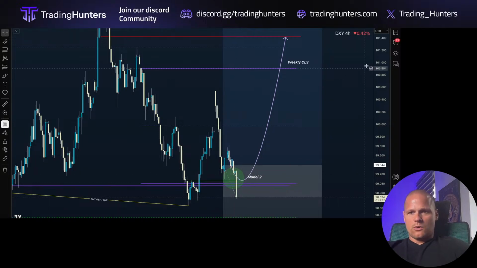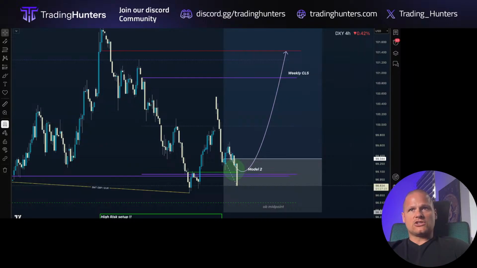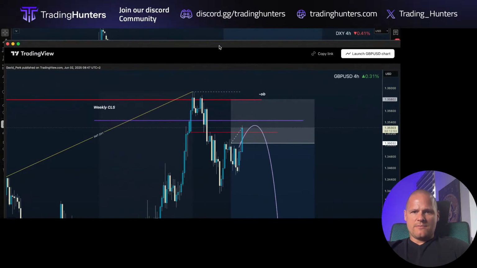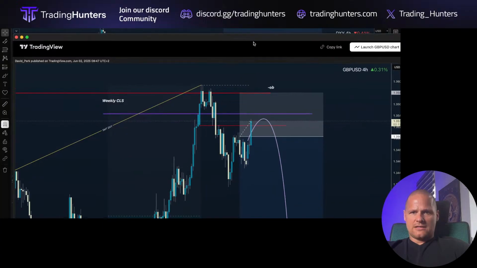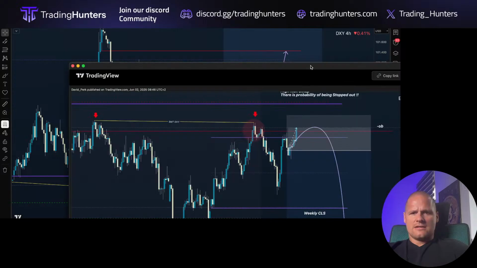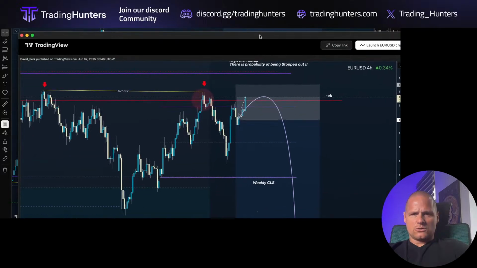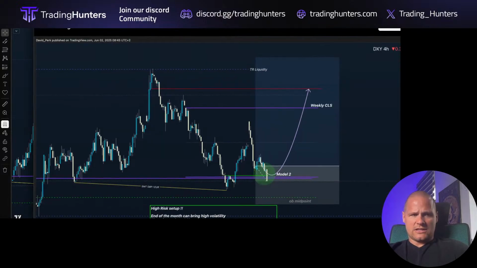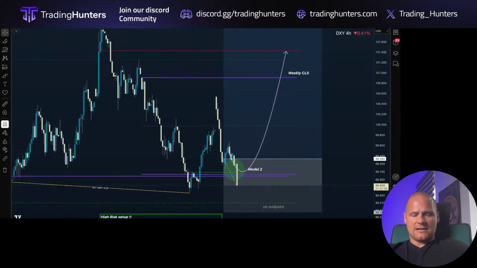So what I did, I basically closed all of these trades. Here is the GBP, I closed it here with a decent loss. Here is the Euro, also closed here with a decent loss. And here is the dollar index, closing also here. So I'm out of all of these trades, and I will show you why I think I was wrong.